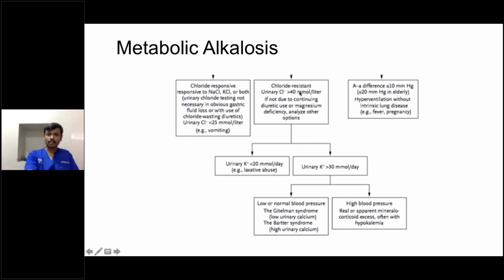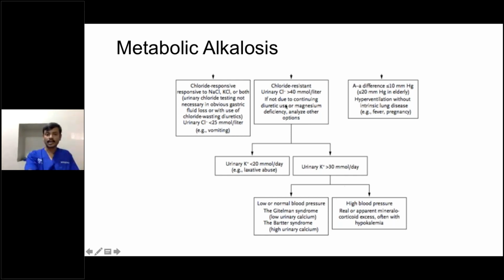If chloride resistant, more than 40, then you have to identify the BP. If the patient has chloride resistant, more than 40, with low or normal BP, it comes with the possibility of either Gitelman syndrome or Bartter syndrome, if urinary potassium is more than 30. If there is high blood pressure, then the possibility is apparent mineralocorticoid excess with hypokalemia. So this is how clinically we have to correlate here.